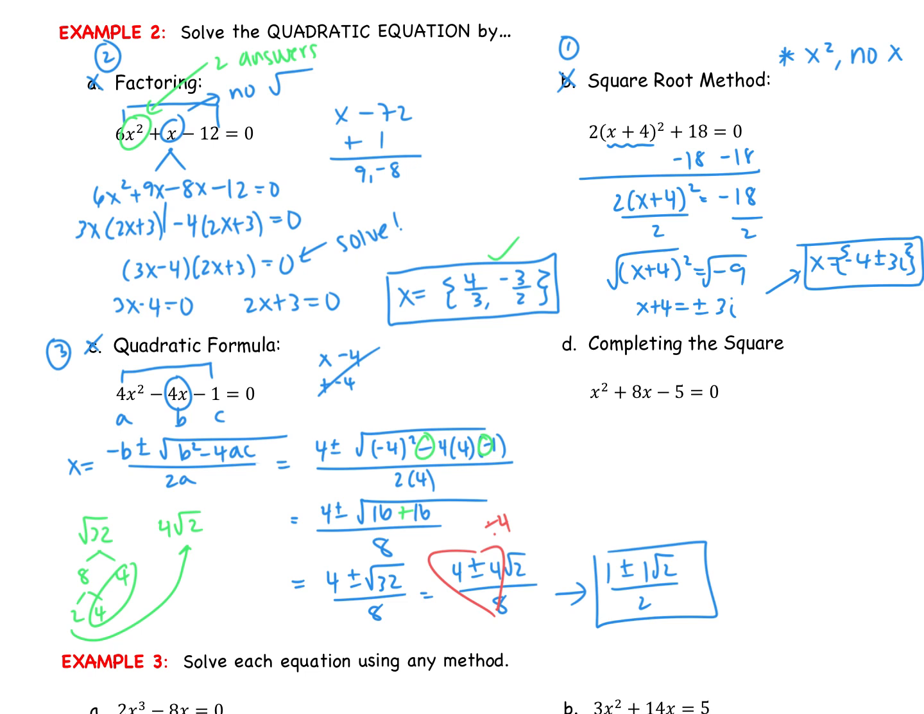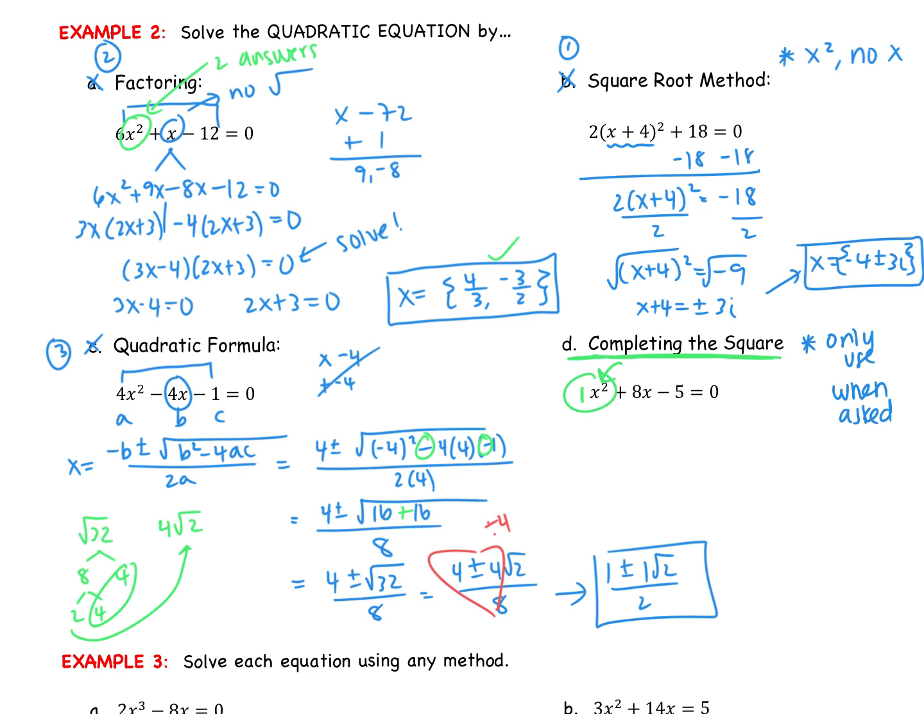Last one, completing the square. Here's what I want you to know about completing the square. You are only going to use this when you're asked to. When you're specifically told to complete the square, complete the square. Otherwise, the other 3 are normally better methods. What I do want to point out is in order to complete the square, we have to have a 1x squared. So for this problem with the quadratic formula, we couldn't complete the square here because there's a 4 in front. You have to have a 1x squared.